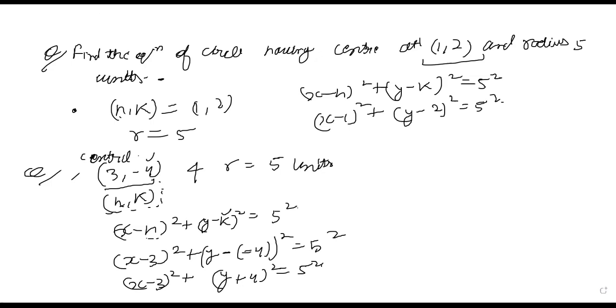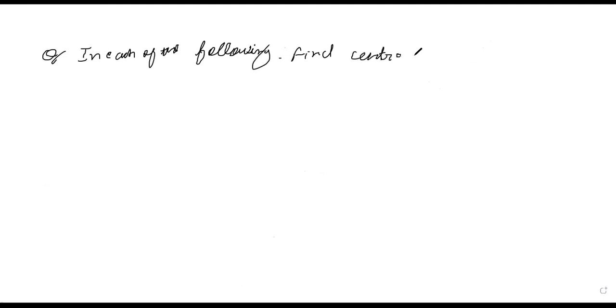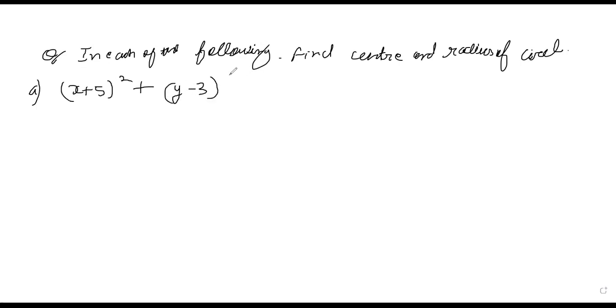I've noted it down. Now the question says, in each of the following, find the center and radius of the circle. We have been given the equations, and we will just determine the center and radius. So in this question, x plus 5 whole square plus y minus 3 whole square equals 36. What will be the coordinates of the center and the radius? Tell me.